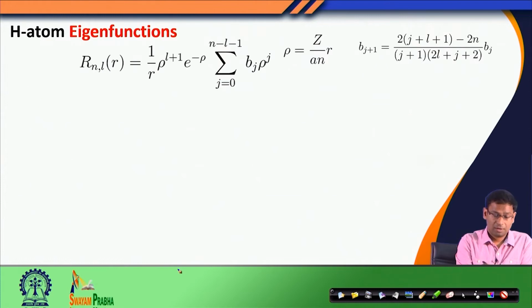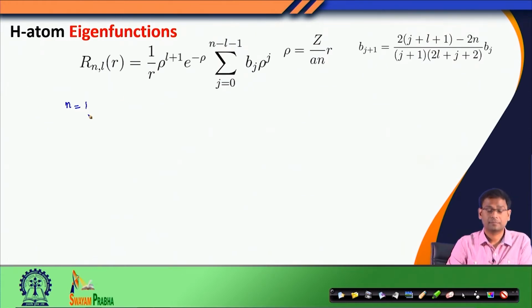Now, for n equals 1, the possible values of l go from 0 to n minus 1, and n minus 1 is 0. So, only one value of l is possible, that is l equals 0, and given that l is 0, there is only one possible value of m, that is also 0.